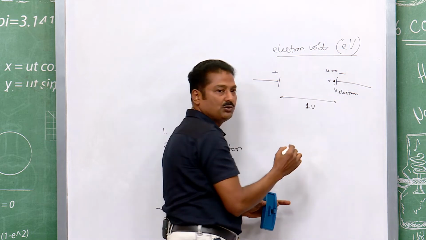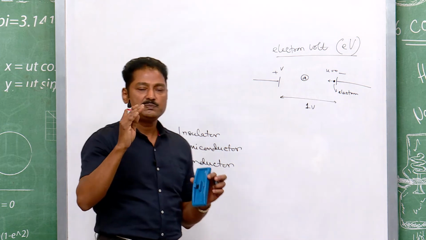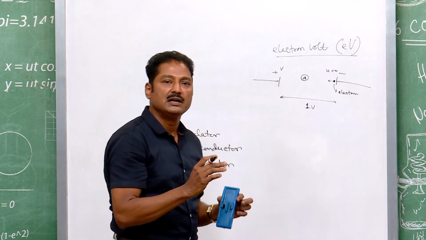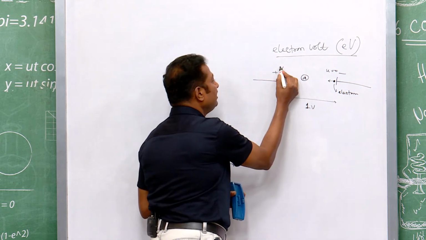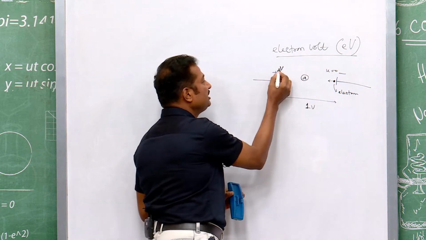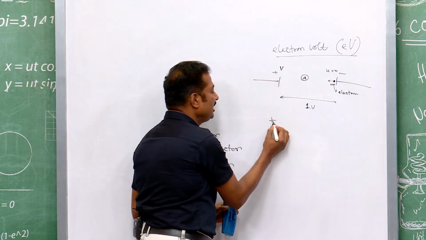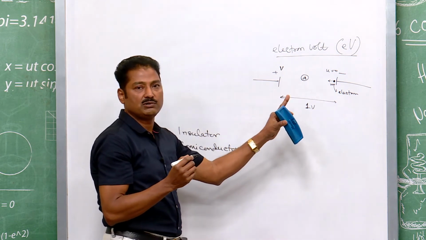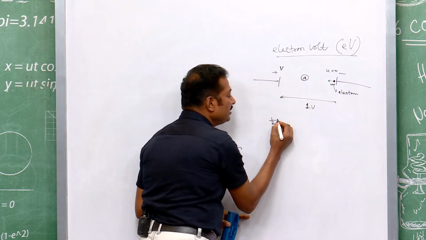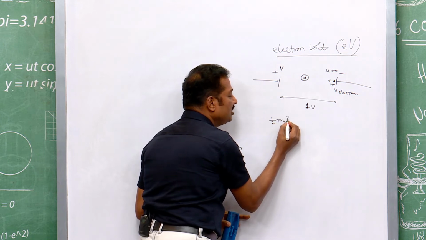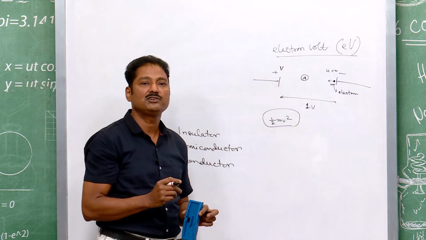Now, its speed is 0. After acceleration, the speed will be v. So, the speed is increasing, which means it is gaining some energy. Suppose the final velocity of the electron is v, and the mass of the electron is m. The energy of the electron was 0, it was at rest. Now, due to this acceleration in the electric field, the energy becomes half m v square, because now the electron has attained a final velocity v.